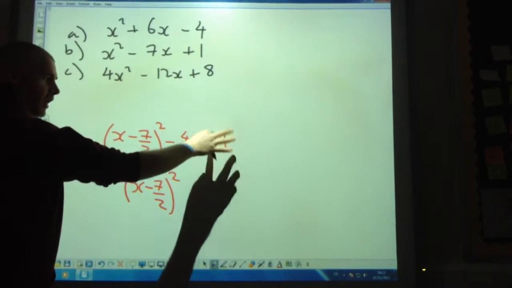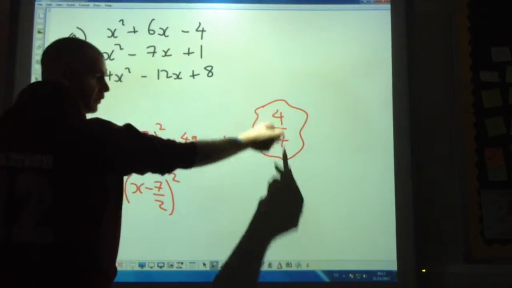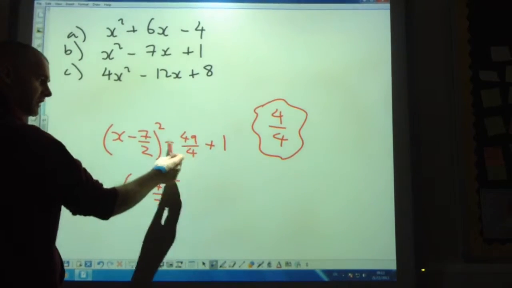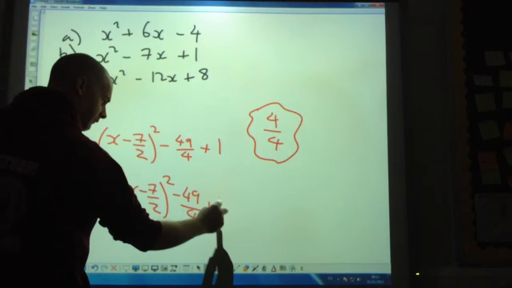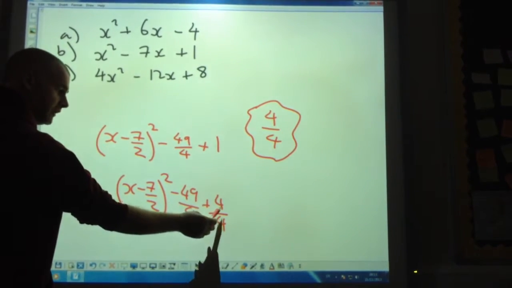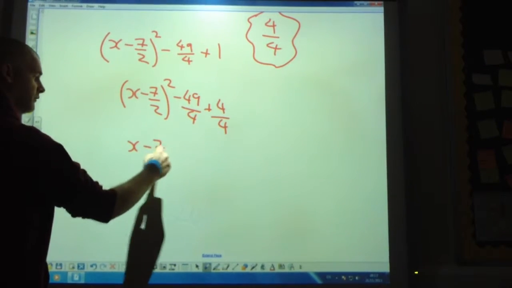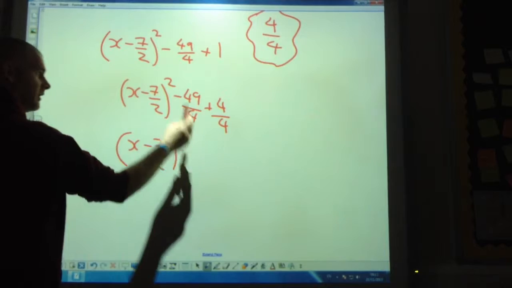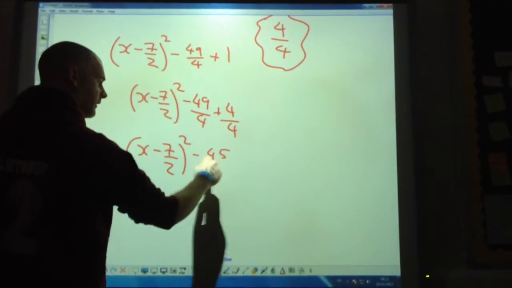Think about the number 1 written as 4 over 4, because that's what 1 is. So minus 49 over 4 plus 4 over 4 is the same as starting with minus 49 and adding 4. So your final answer would be x minus 7 over 2 squared. Minus 49 add 4 goes nearer to 0, so it's minus 45 over 4.